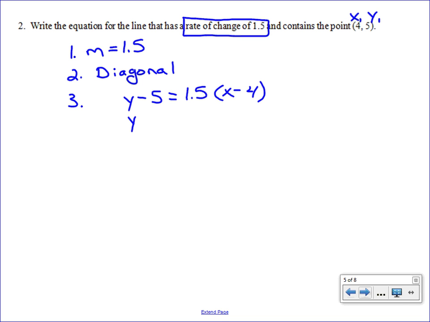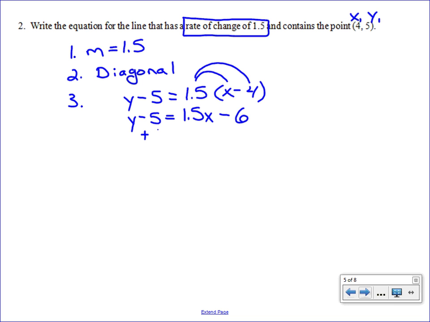We're going to bring down the y minus 5. In this case, there's nothing to simplify. And then we're going to distribute the 1.5. Don't worry about the decimal. That's fine. As long as we started with a decimal, we can end with one. So 1.5 times the negative 4 will give us a negative 6.